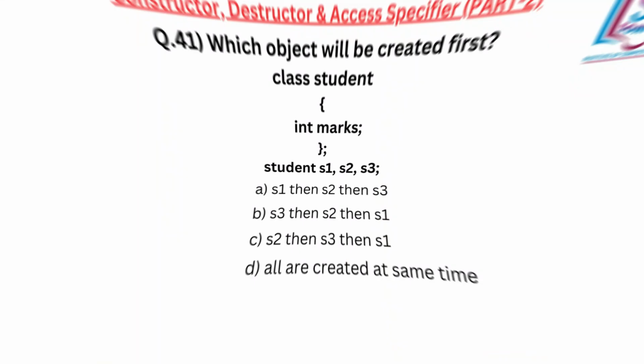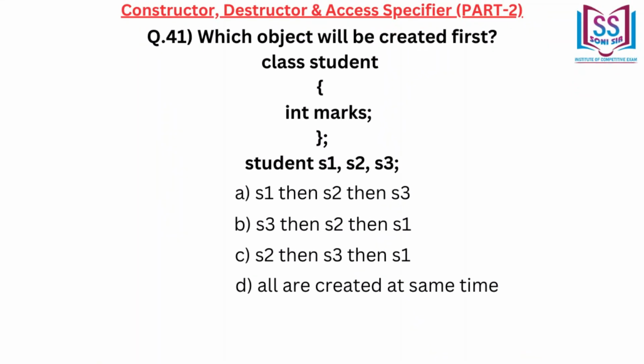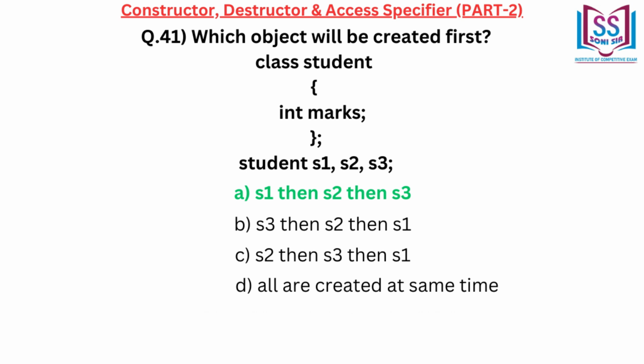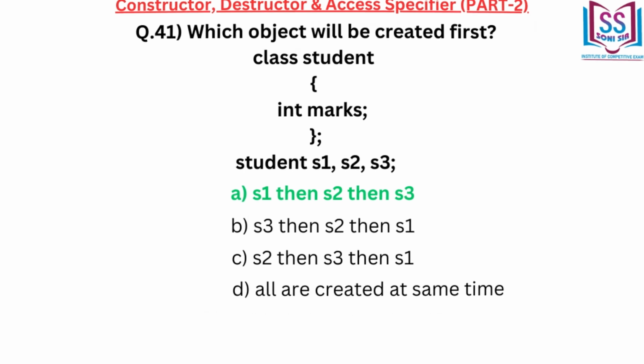Which object will be created first? A. S1 then S2 then S3. B. S3 then S2 then S1. C. S2 then S3 then S1. D. All are created at same time. Correct answer A. S1 then S2 then S3.